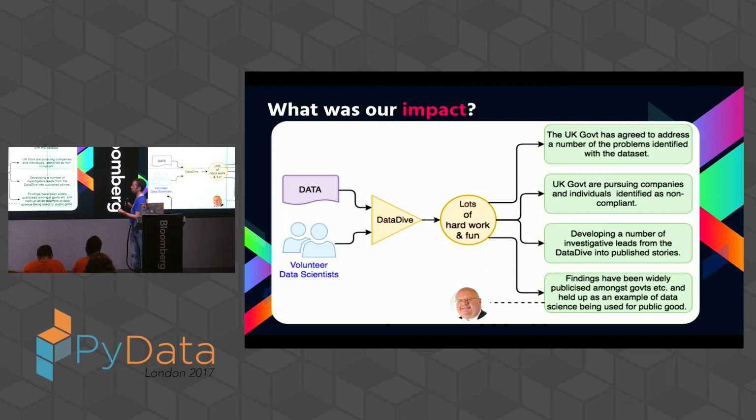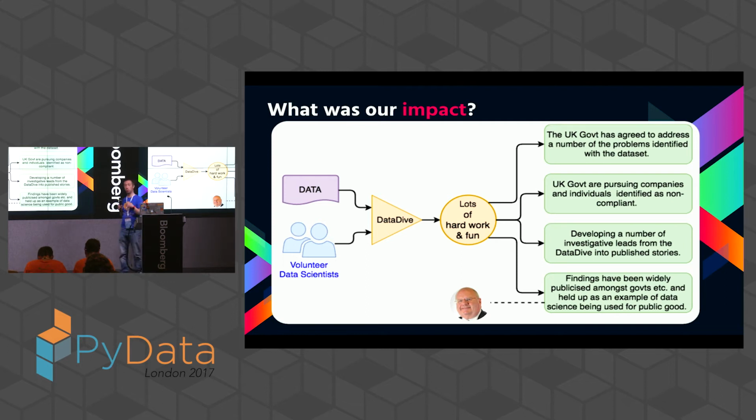And ultimately, what was the impact we had? Well, you take data, you take a load of volunteer data scientists, you plug them into a data dive, give them a load of coffee, pizza, and beer, and 20 hours later, we had results. The UK government has agreed to adjust some of the data and fix some of the problems. Companies House is addressing some of their free text fields, hopefully.